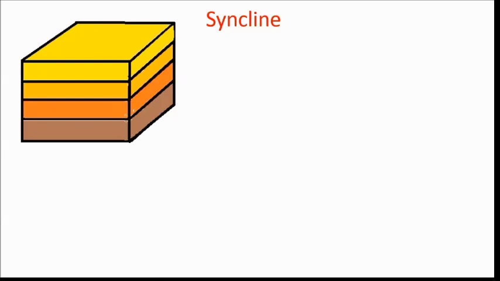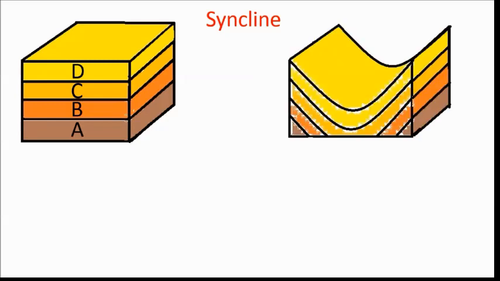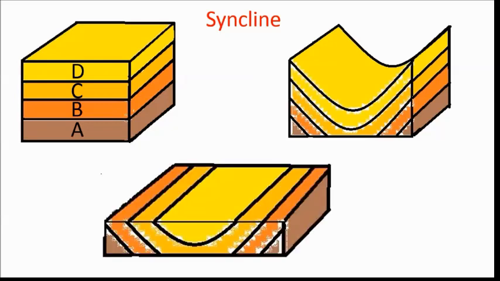Now, there's our law of original horizontality. There's our beds of rock that are laid down, oldest to youngest. This is that same group of rocks folded into a syncline. But don't forget, weathering and erosion wear down the rock, and it might be worn down to this shape.